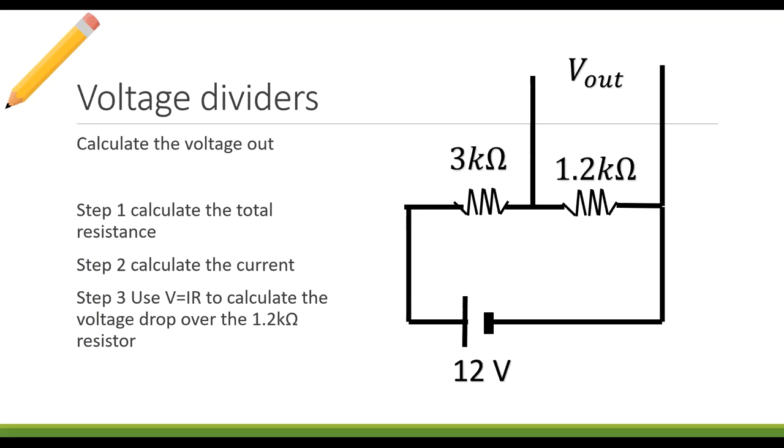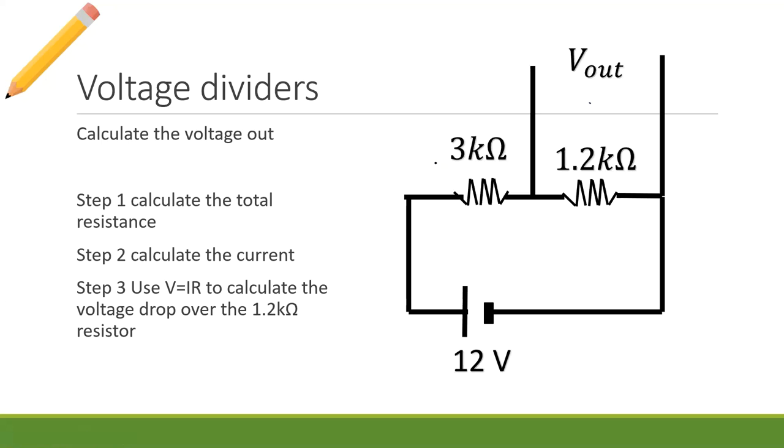So in this circuit here, let's calculate the voltage out. Let's do the same thing we just did on that previous circuit. Step one, let's calculate the total resistance. Can someone tell me in chat, what's the total resistance going to be? Or they can say out loud if you want, I don't mind. 1.5 kilo ohms? No, it's not 1.5 kilo ohms. It is 4.2 kilo ohms. So we're adding 3 kilo ohms plus 1.2. 3 plus 1.2 equals 4.2. So we've got 4.2 kilo ohms going through this.